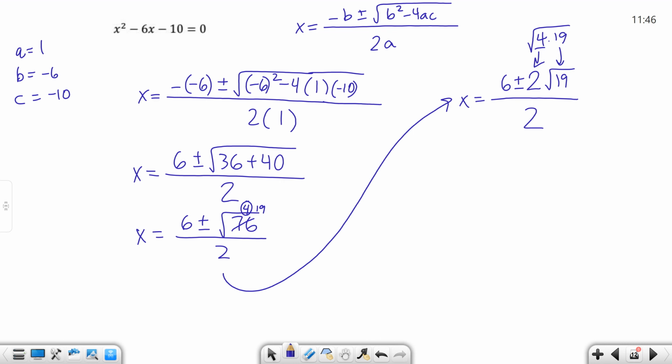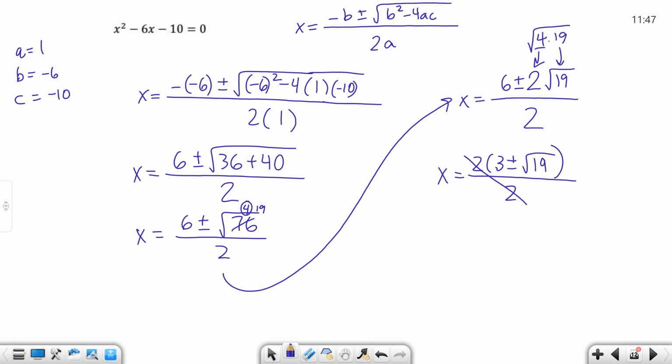And you cannot cross these 2's out because you have 2 terms up here. You can never cross one term out of a string of terms. A string of terms, I'm saying 2 or more terms. You can never cross one term out of multiple terms, ever. Okay? You can, however, factor this up here if it has a common factor, and it does. It has a common factor of 2. It's going to be 3 plus or minus the square root of 19 all over 2.